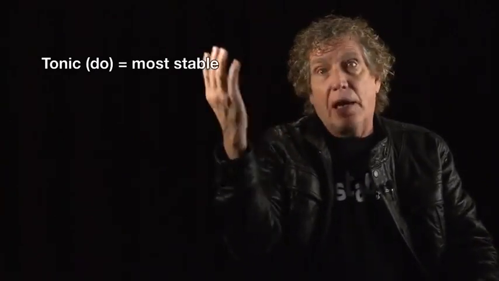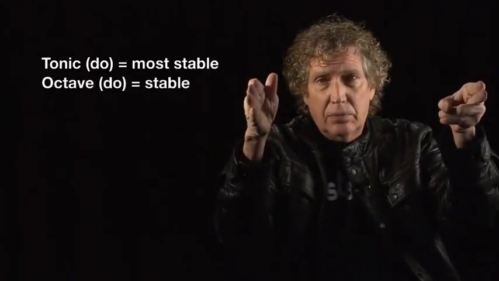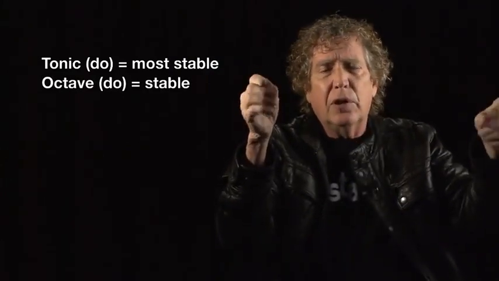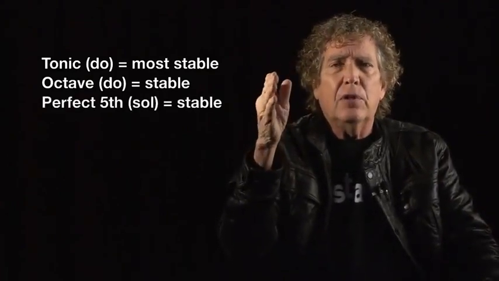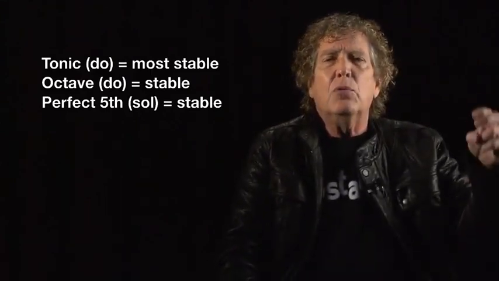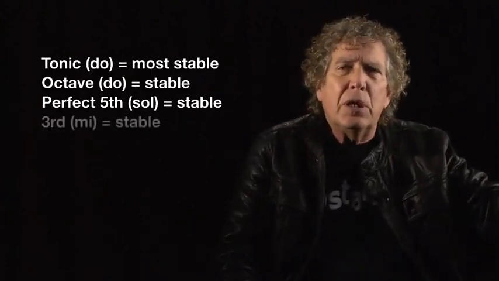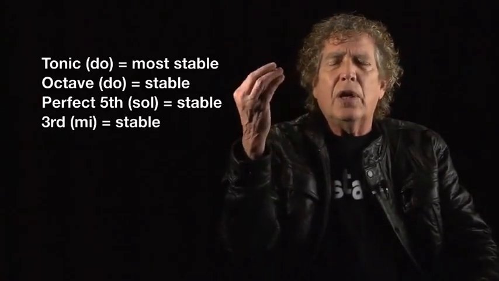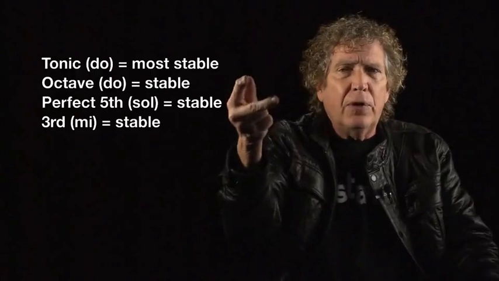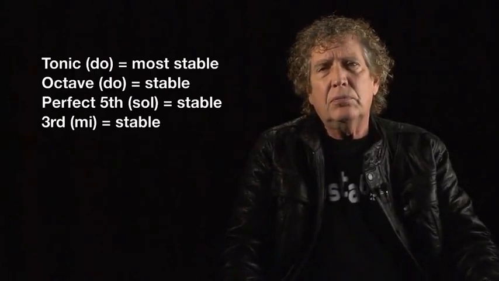The second most stable tone, as defined by the harmonic series, of course, is the octave. So A, A. And then moving up again in the harmonic series, the fifth, the sol, is the next most stable. And then we move to another octave, and then we move to the major third. So the tonic, the octave, the fifth, and the third are the stable tones.